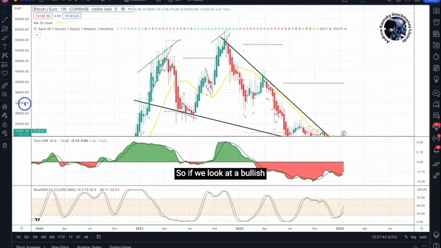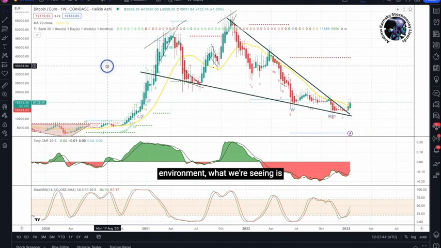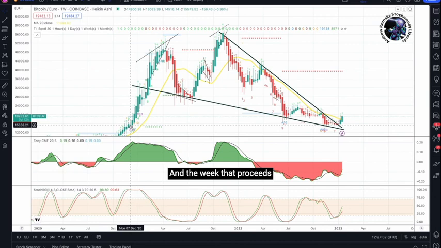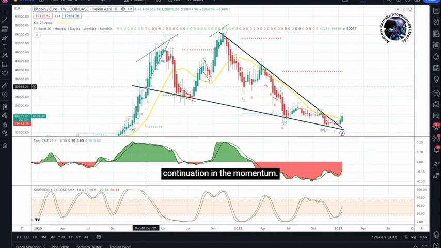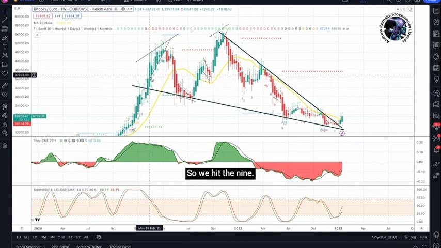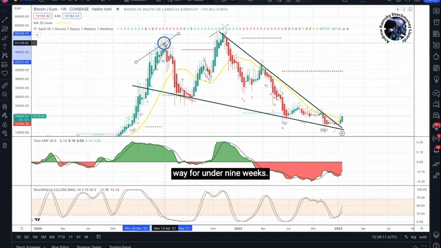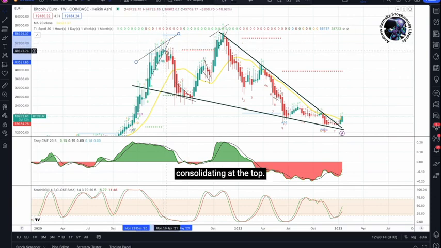So if we look at a bullish environment, what we're seeing is when you have a 9, you have the potential to consolidate in an area. And the week that precedes that 9, in this case, the 2, it's important for that to be above the 1, signaling a continuation in the momentum. So we hit a 9, we then hit a 1, and we hit a 2, extremely bullish candles taking us up all the way for another 9 weeks, before then consolidating at the top, realizing we must go down.